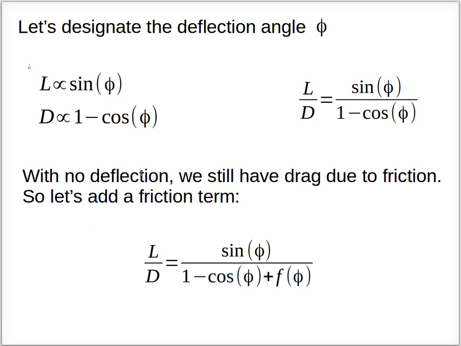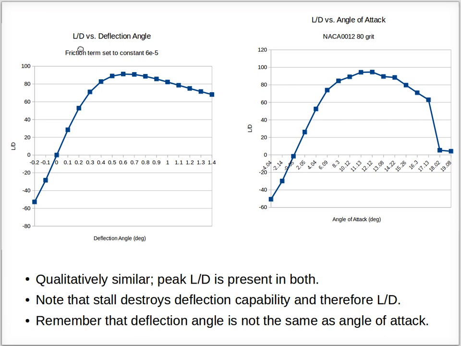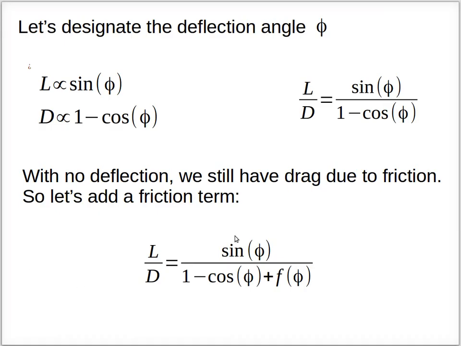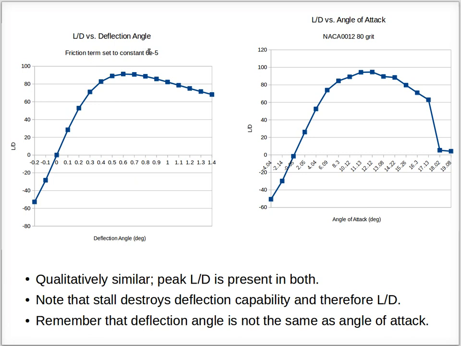But we also recognize that even with no deflection, we would still have drag due to friction. So we can add a small friction term. Aside from mathematically preventing us from having a 0 in the denominator, it's also a reasonable physical term. So let's compare this with experimental data. On the left we have the lift over drag ratio as computed by this formula, with the friction term set to a small arbitrary constant, versus the deflection angle.